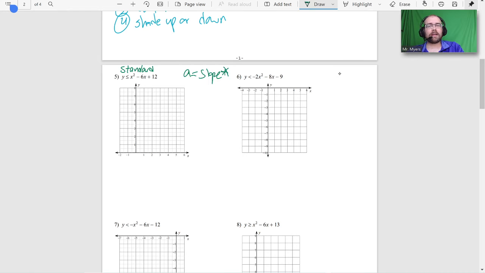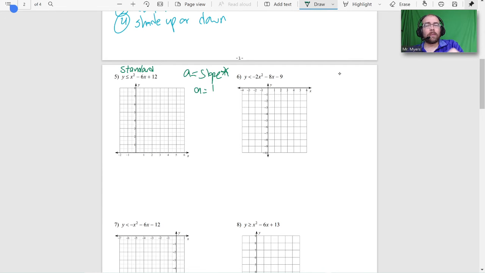Putting an asterisk on it again. Not technically the slope, because there's more than one slope, but it's kind of like slope. I'm going to show you why in a second. So A, by the way, is 1, because there's no number in front of x squared. When there's no number, it's not 0. Don't do that. It's 1. So A is 1. So the slope is 1. I'm going to show you why.